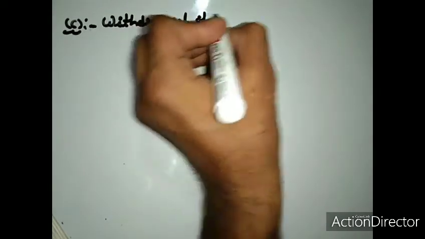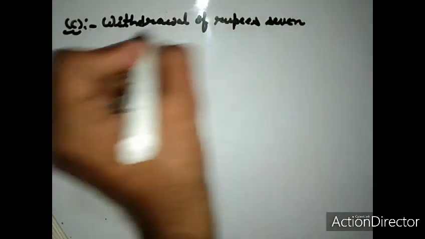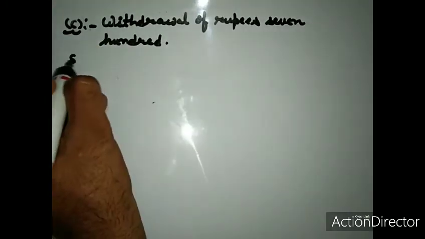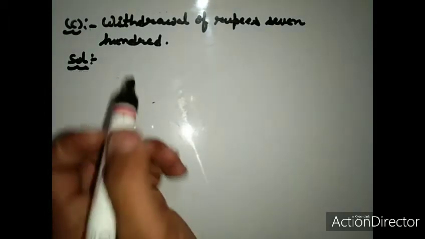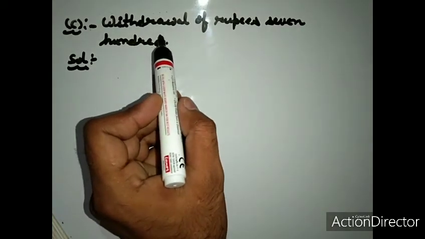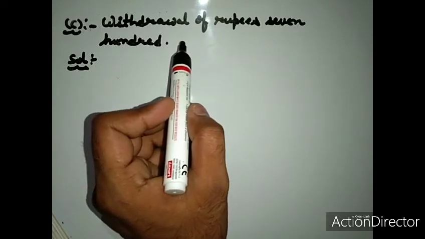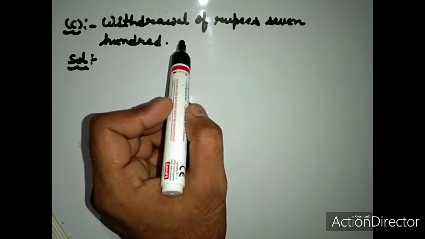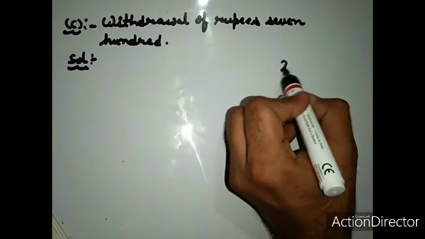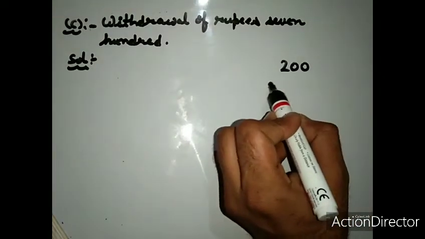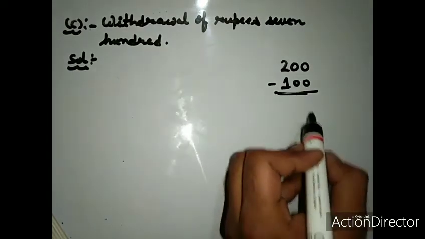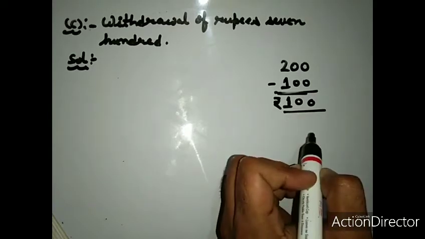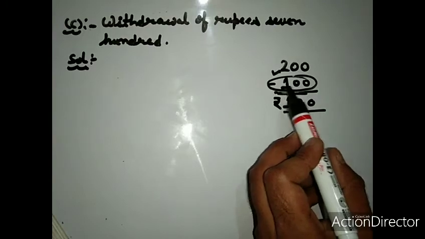The third part: withdrawal of rupees 700. Right? So if any person withdraws any amount of money from their account, it means this money is deducted from the account of the person. And if we take an example, like if you have a total of 200 rupees and you take 100 rupees from the total amount 200, the money left is equal to 100 rupees. This is the deduction in the account of the person.